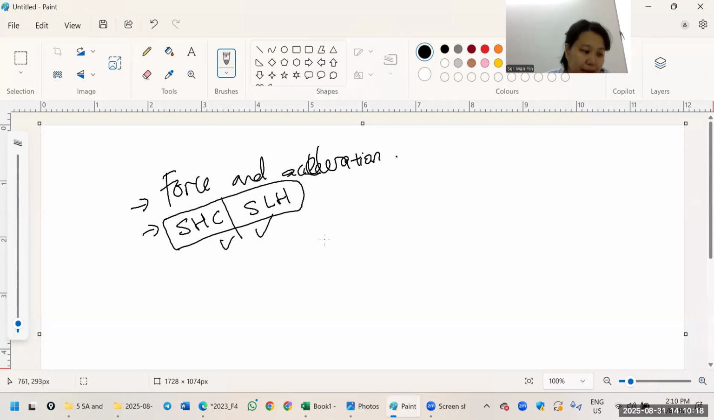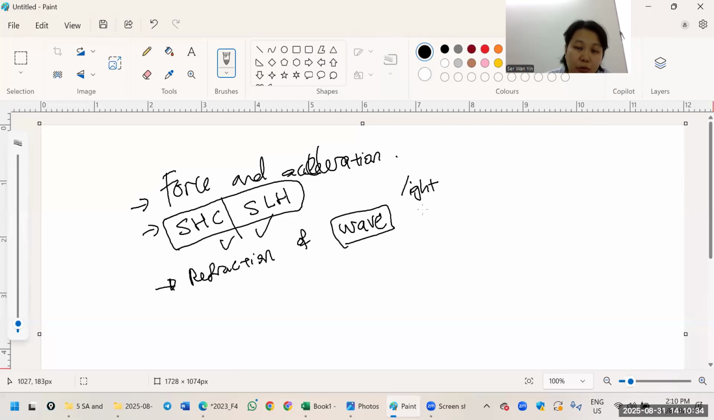Okay. Then there is refraction of light. Not light, sorry, it's waves. Waves could mean light waves, sound waves, or water waves. This one we also discussed in school already.